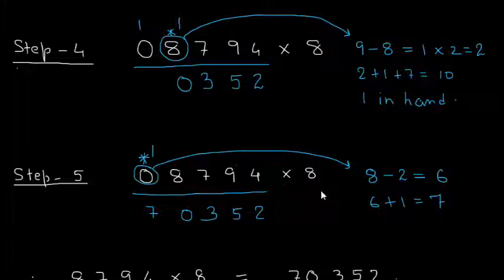So to find out the extreme right hand side, we'll subtract by 2 in this case. So 8 minus 2 is 6, and if anything is in hand, we have to add it. So 6 plus 1, that is 7.